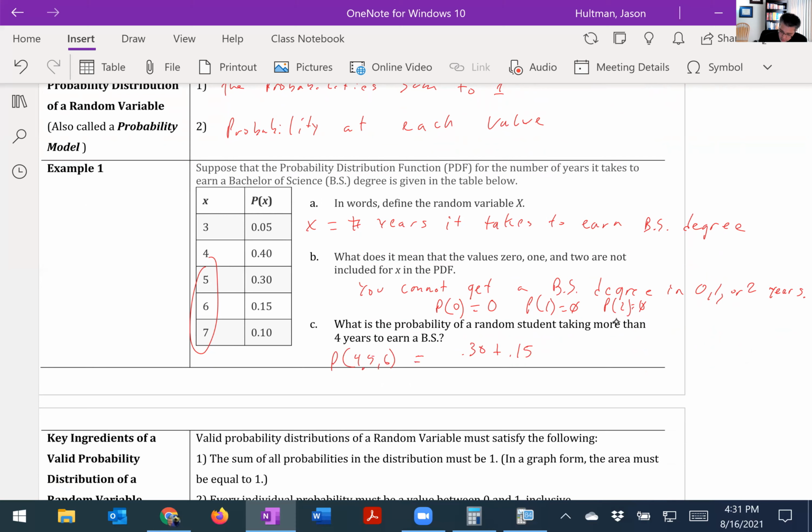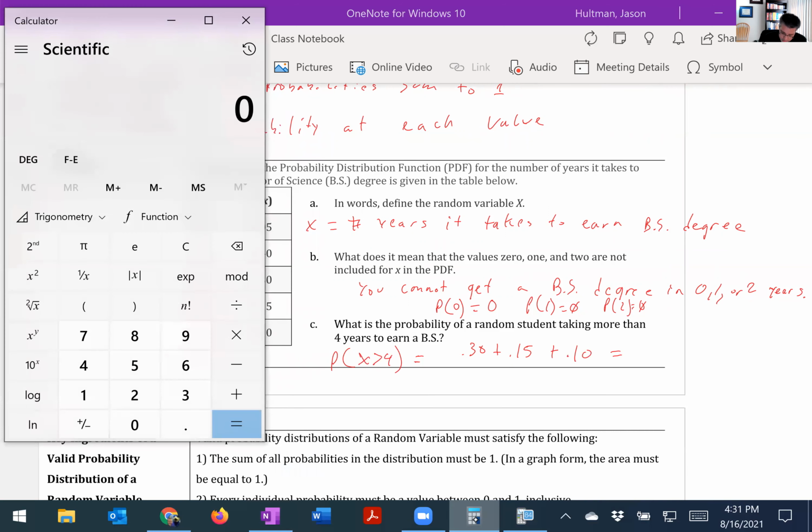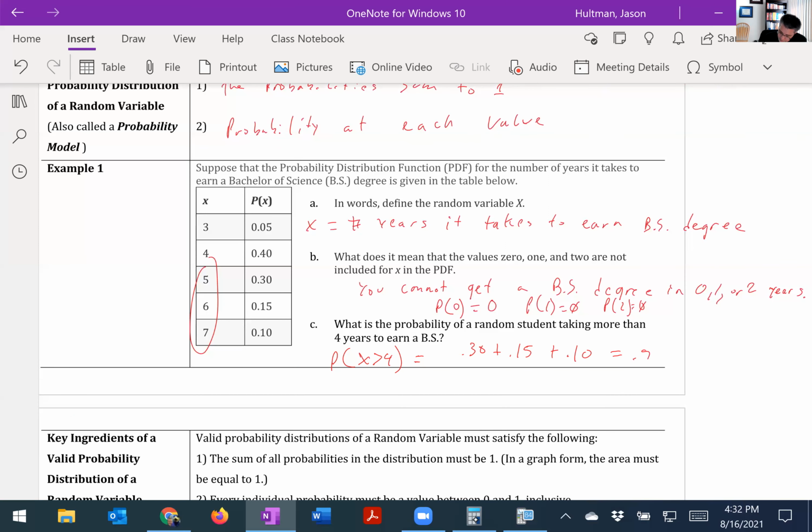Okay, or more than 4. Sorry, this is 5, 6, or 7. Let's just say X is greater than 4. Make it easy on myself. It is 0.30 plus 0.15 plus 0.10. If I add all that up on my calculator, 0.30 plus 0.15 plus 0.10, that's 0.55. Okay, so which is 55%. You could leave it as a decimal or a fraction, doesn't matter.